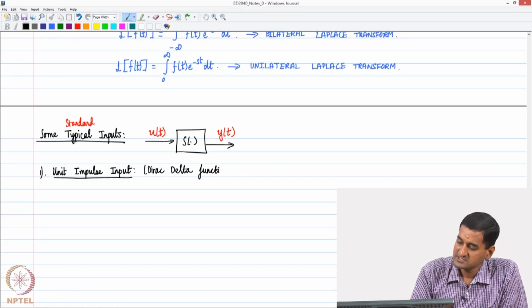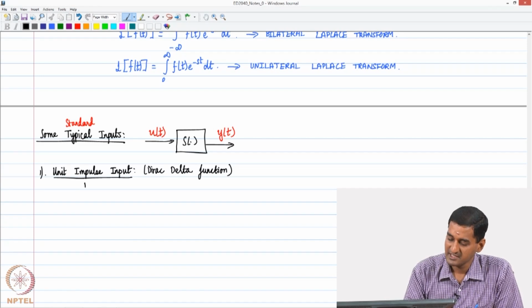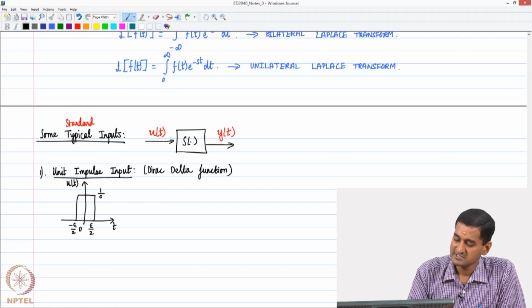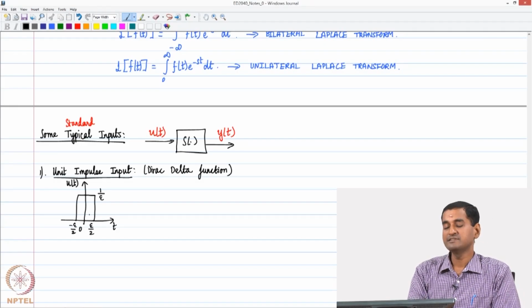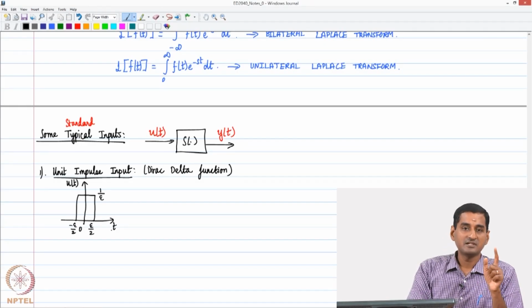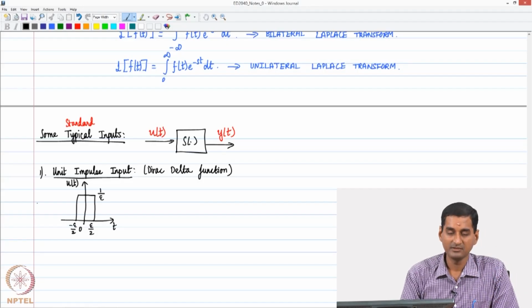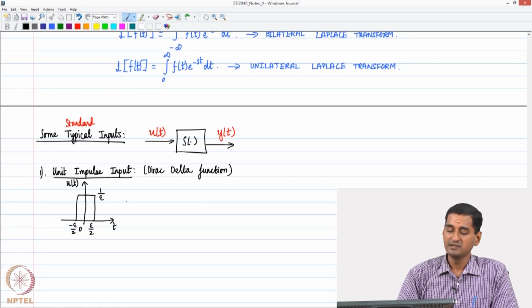Okay, so what is this unit impulse input? Let's say we consider u of t to be a signal of this particular form. Let us say at around time t equals 0, for a very small time interval, minus epsilon by 2 to plus epsilon by 2, the magnitude of the signal is 1 by epsilon. So, immediately we see that the area of this rectangular signal is 1, right. So, that is how the adjective unit comes into being, right.